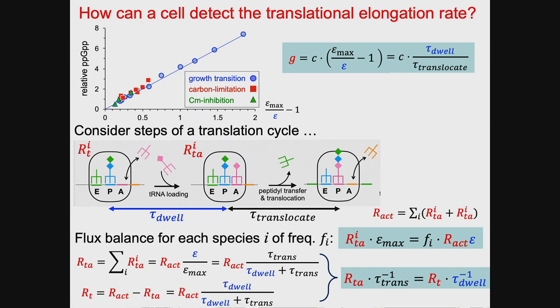And then, well, anyway, why am I saying all that? You can sum over all of the population. The first line is for tRNA-specific flux balance, and if you sum over all of the pools, you get the relation between the total pool of ribosomes waiting for tRNA and the ones ready to do the translocation. So all that's saying is that this ppGpp level, this ratio, can be written as a ratio of these two pools. And so the question comes: how can you design something to measure the ratio of these two pools?